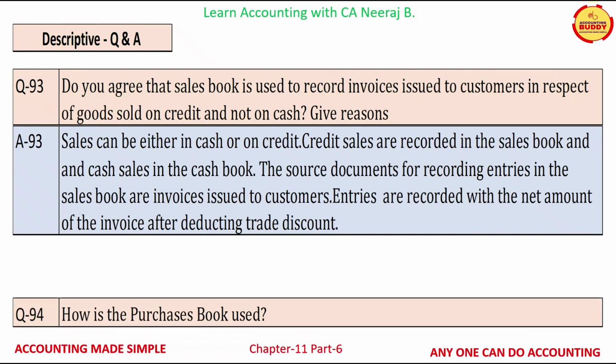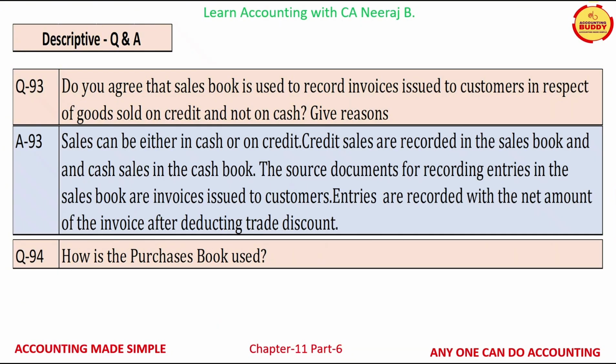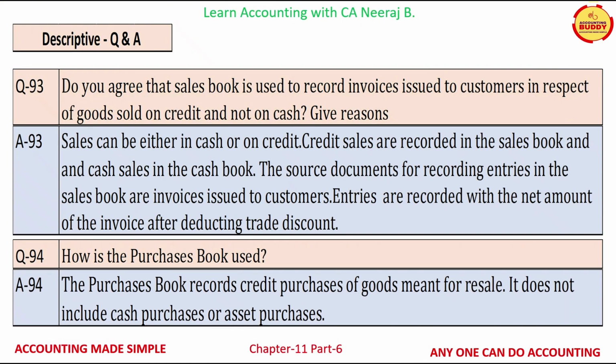Question number 94 is, how is the purchase book used? And the answer is, the purchase book records credit purchases of goods meant for resale. It does not include cash purchases or asset purchases.